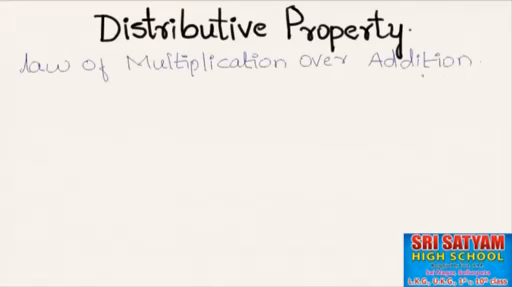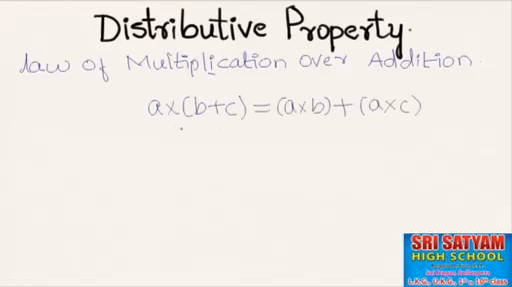Let me explain the distributive law of multiplication over addition. This property can be symbolically written as A into B plus C, which will be equal to A into B plus A into C. So here the distributive law states that multiplying a number by the sum of numbers is the same as multiplying each number in the sum individually and then adding them up.